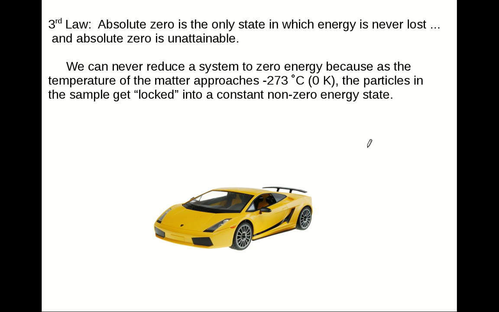So we can never reduce a system to zero energy, because as the temperature of the matter decreases and approaches minus 273 degrees Celsius, the particles in the sample get sort of locked into a constant non-zero energy. And so we can never get to absolute zero. We can talk about it as a concept, but it's sort of a limit, and we never reach that limit. To understand all the details of why that happens, you need to know something about quantum physics, which is beyond the scope of this course. So that's as far as we'll go with the third law of thermodynamics.